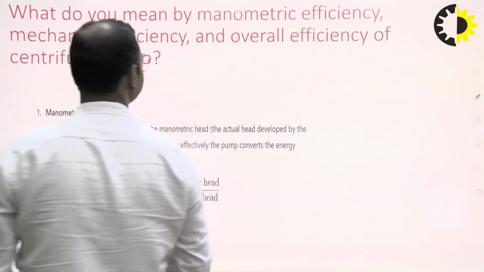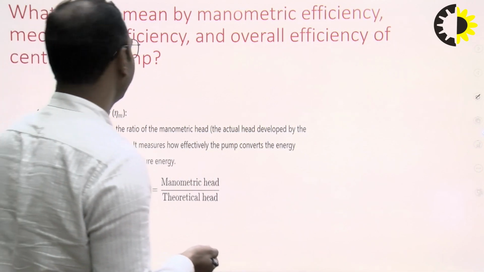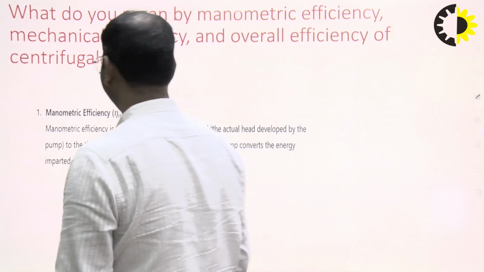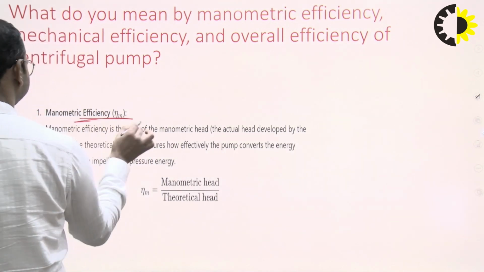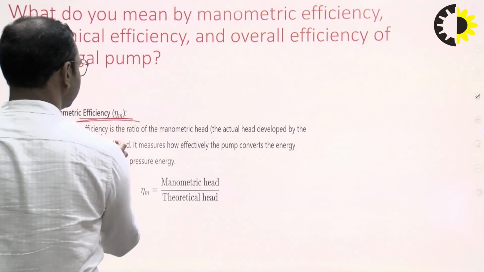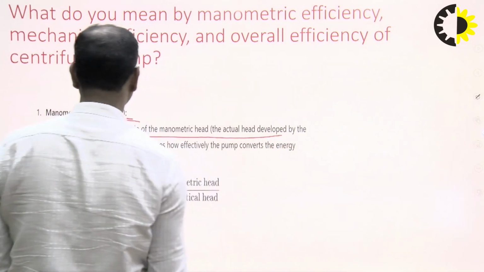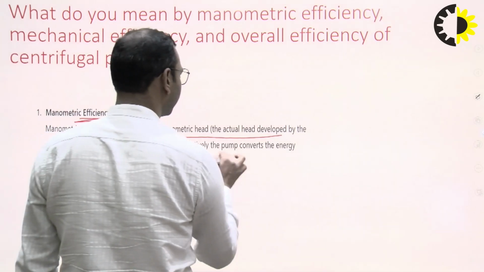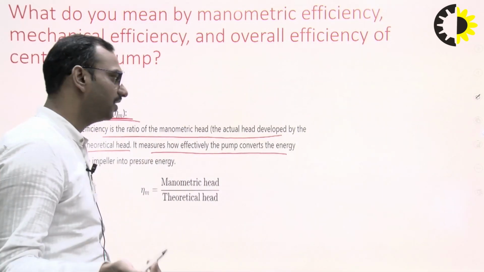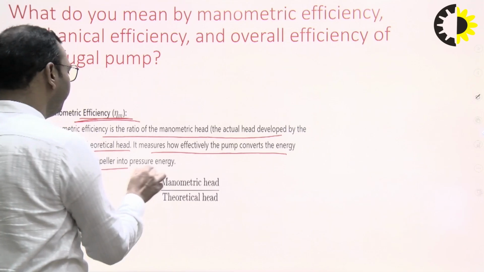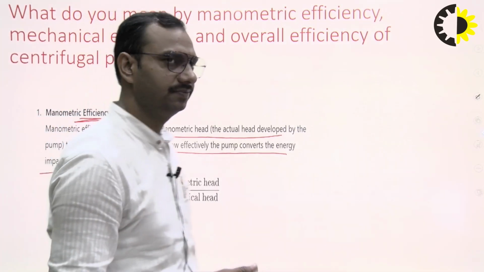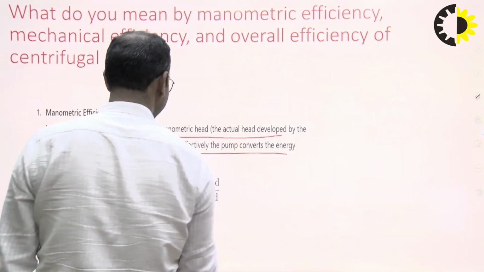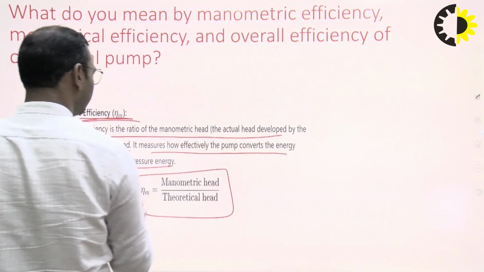Then what are the manometric efficiency, mechanical efficiency and overall efficiency of a centrifugal pump? What is manometric efficiency? Basically, manometric efficiency is the ratio of manometric head to the theoretical head. It measures how effectively the pump converts the energy imparted by the impeller into pressure energy. Mathematically, manometric efficiency eta m is the ratio of manometric head to the theoretical head.